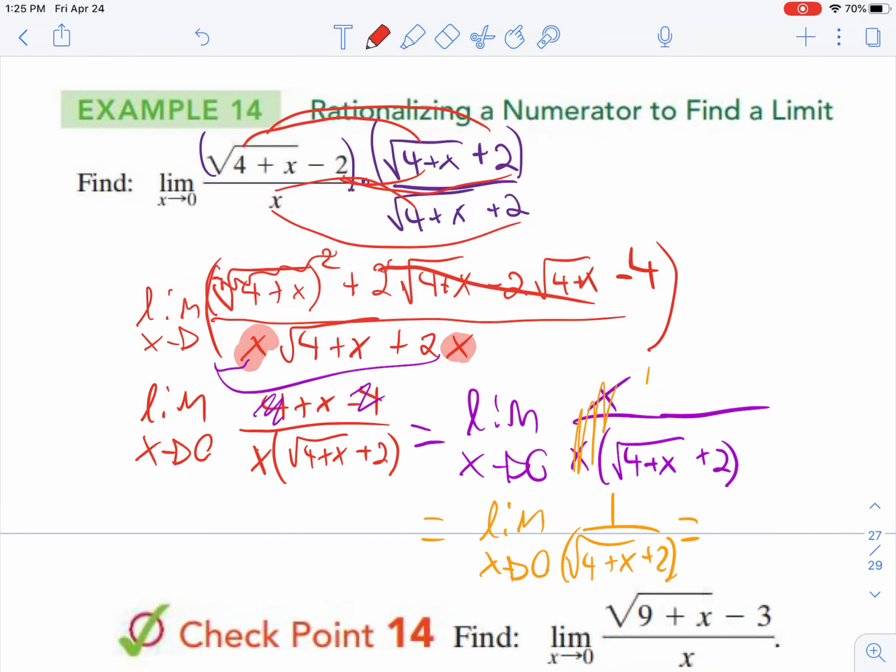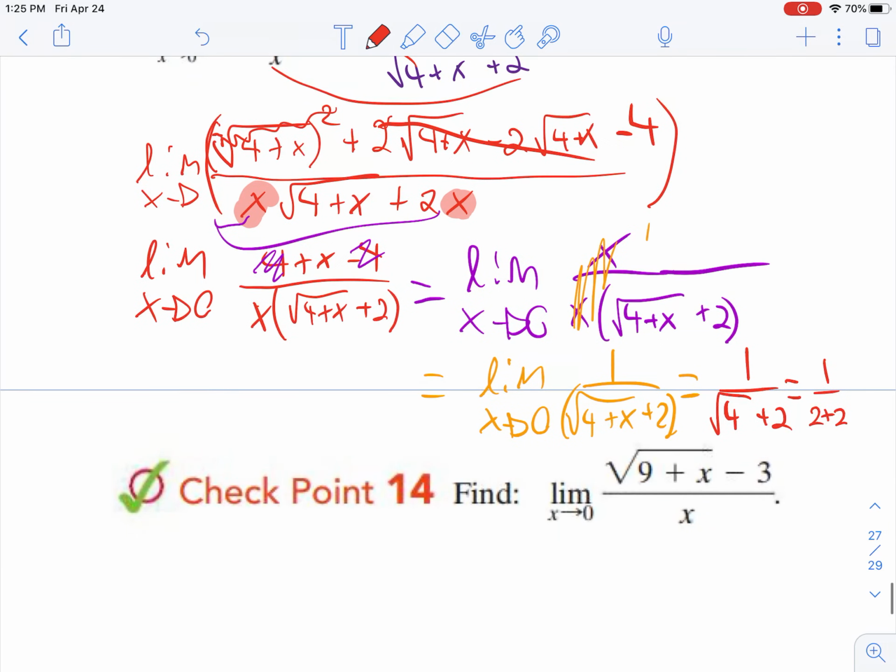What we're going to do is go ahead and substitute in our 0, and we're going to have 1 over the square root of 4 plus 2. Square root of 4 is 2, so we have 1 over 2 plus 2, or 1/4.